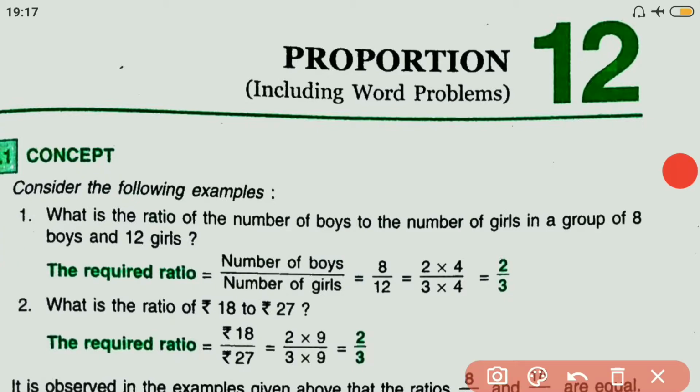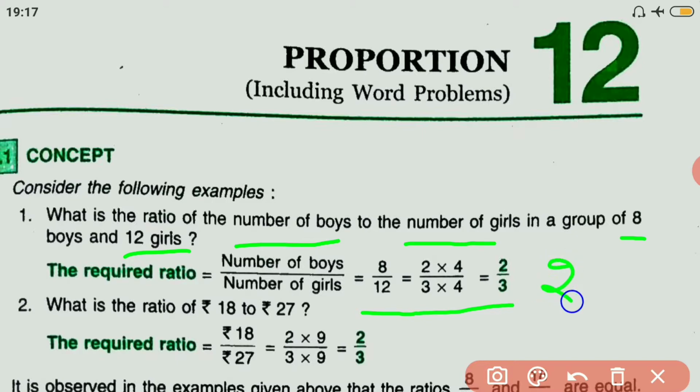Consider the following example. What is the ratio of the number of boys to the number of girls in a group of 8 boys and 12 girls? So this kind of sum we have already done. So the required ratio will be number of boys upon number of girls, which is 8 upon 12, and if we cancel this, we shall get 2 upon 3. So the answer will be 2:3.